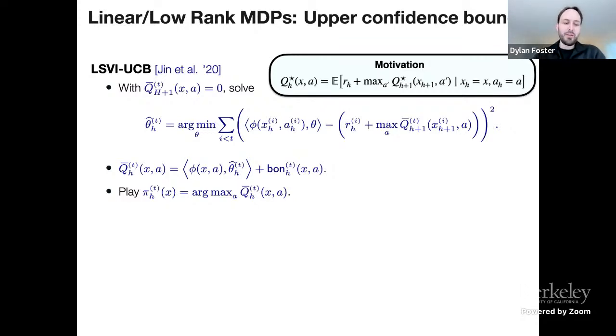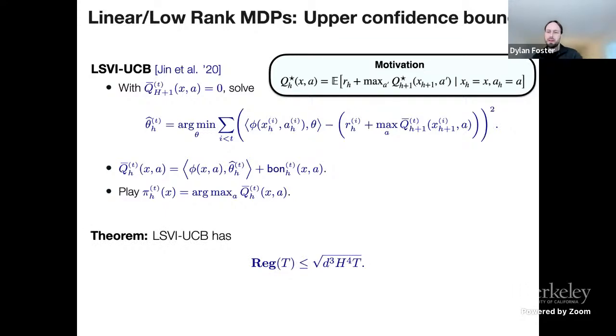Once we have this parameter theta that solves least squares, we take Q bar h to be the linear function that theta induces, and then we add a confidence bonus to ensure that we're optimistic. I'll say more about how we choose this bonus in a minute. But that's basically it. Once we have Q bar, we just pick the policy that optimizes it. What you can show is that this method has regret as well as sample complexity that's polynomial in the dimension and the horizon and has no dependence on the number of states. So you are in fact achieving exploration, generalization, and credit assignment.